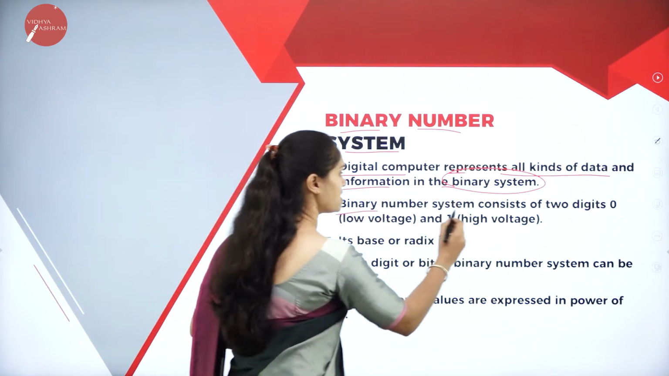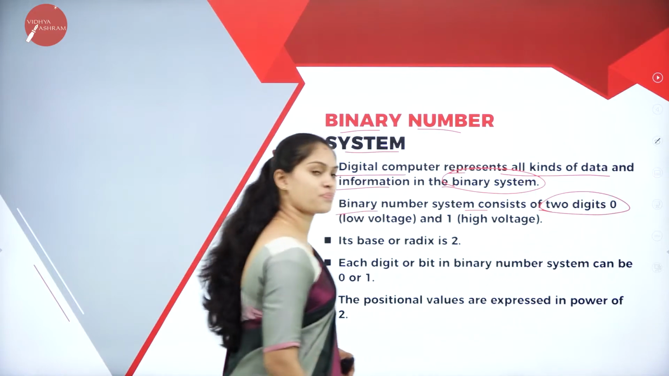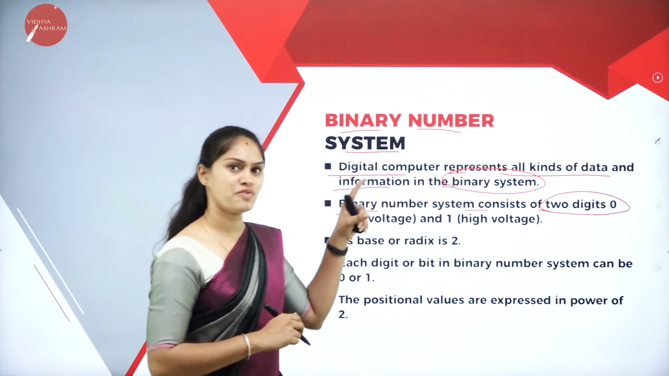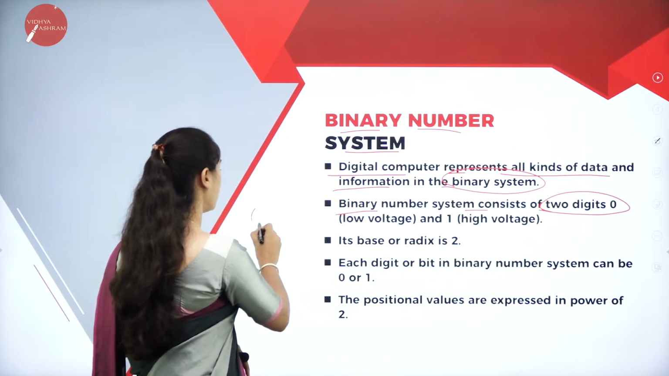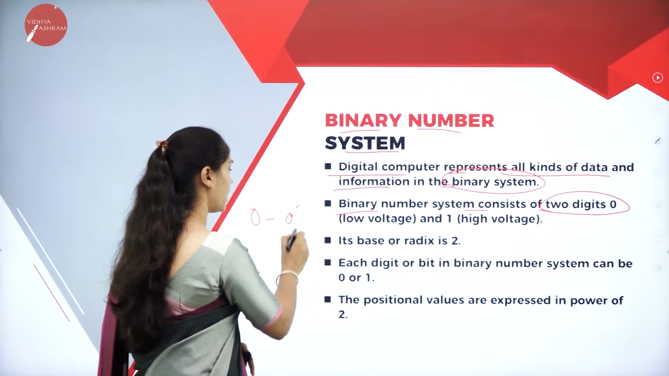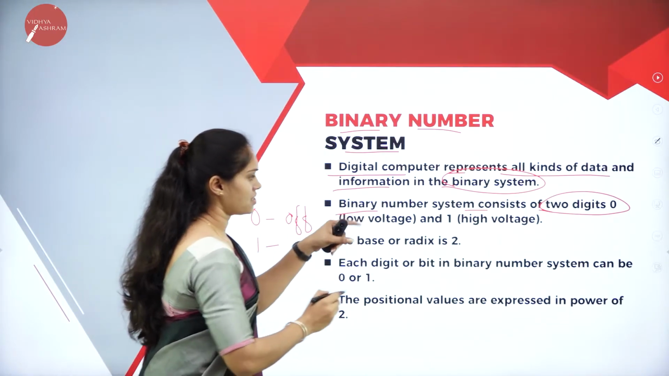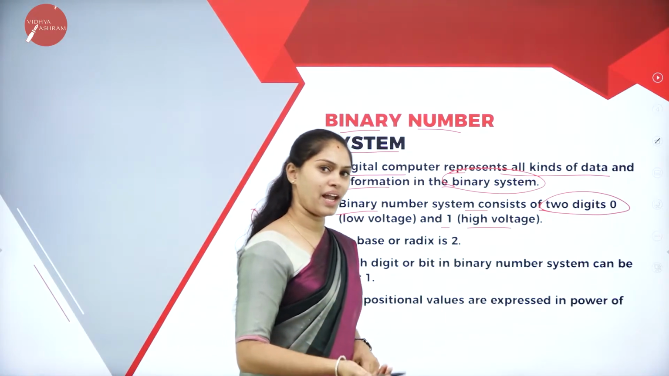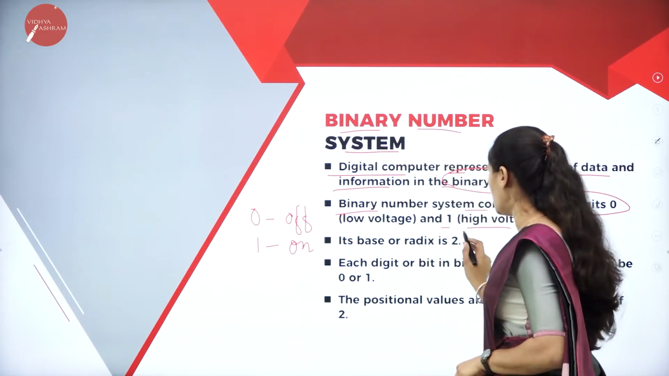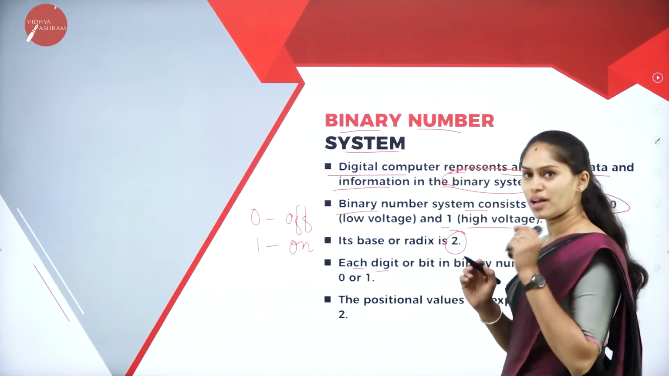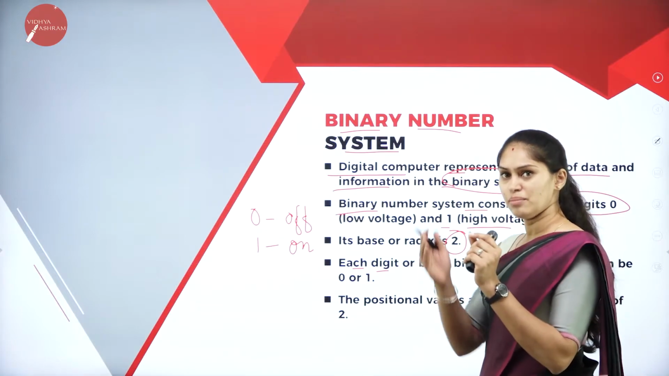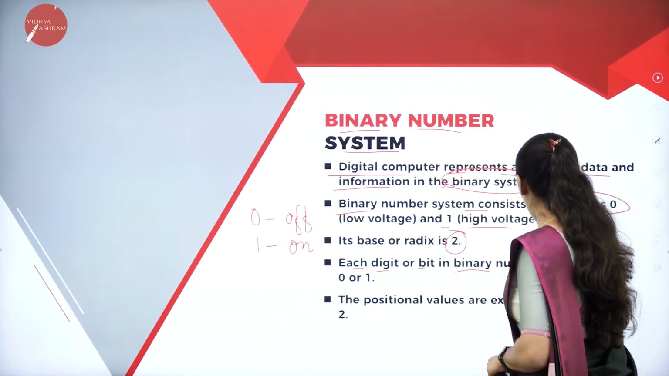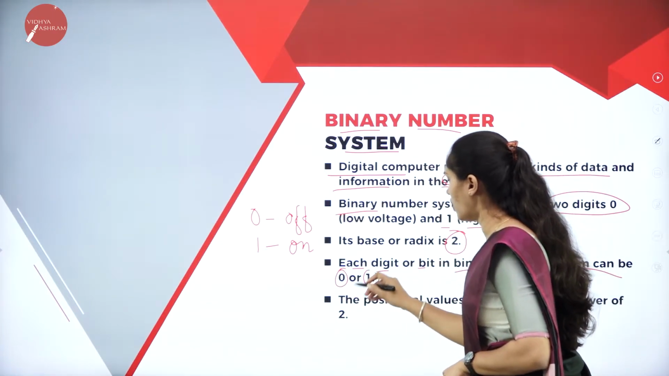The binary number system consists of only 2 digits. So what is the base or radix then? It must be 2 itself, and it consists of zeros and ones. 0 represents low voltage, which I can call off, and 1 represents high voltage, which we can call on. Then what is its base or radix value? That is 2. I can call each digit a bit, because ones and zeros are the bits. So each digit or bit in the binary number system can be either 0 or 1.